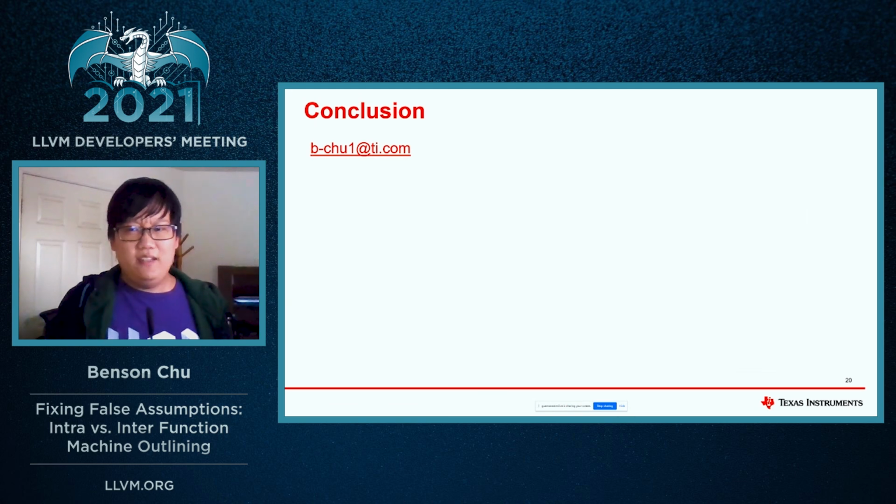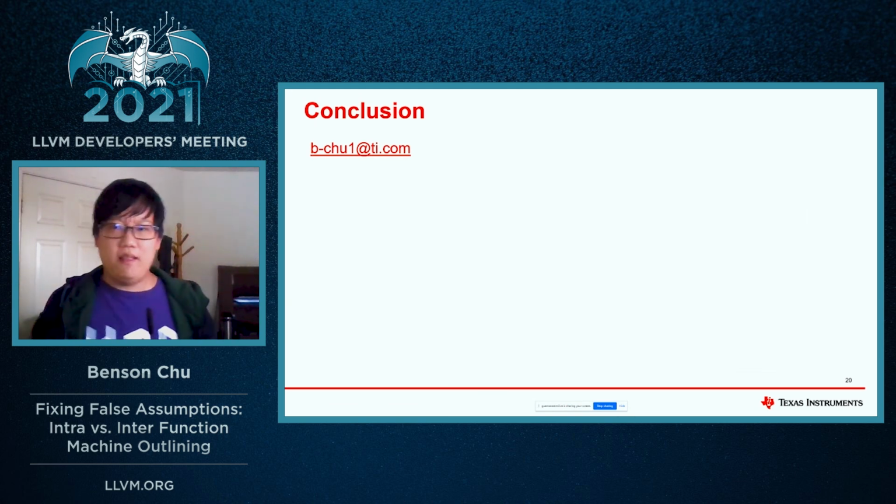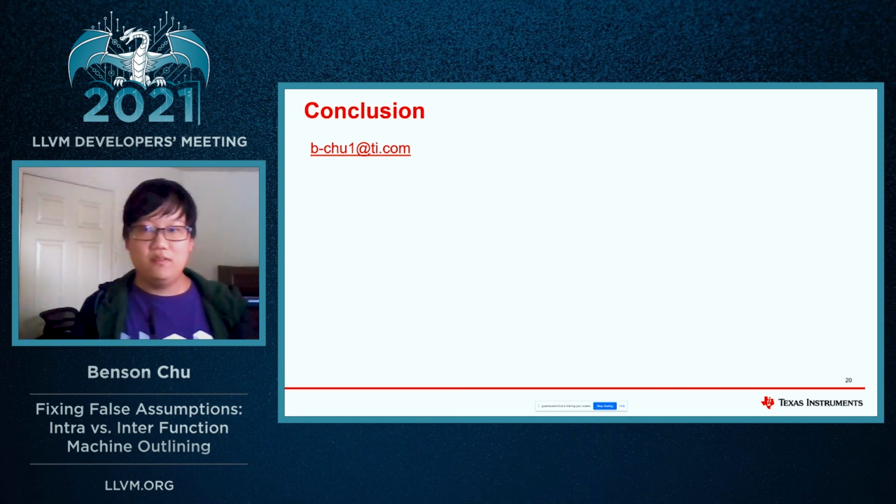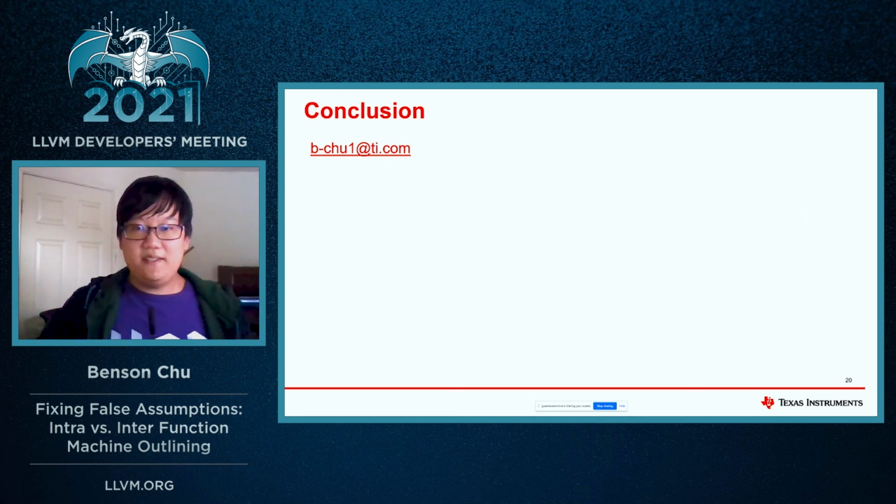Also, I'm open to the idea of changing my mind about this because the aggressive outliner does help in most scenarios. It's just we ran into a few edge cases where benchmarks were regressing, so I had to add this option. But that's basically it.